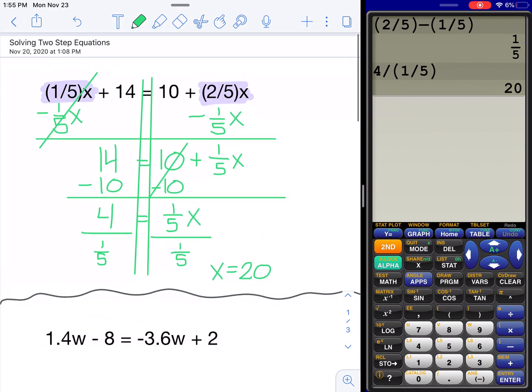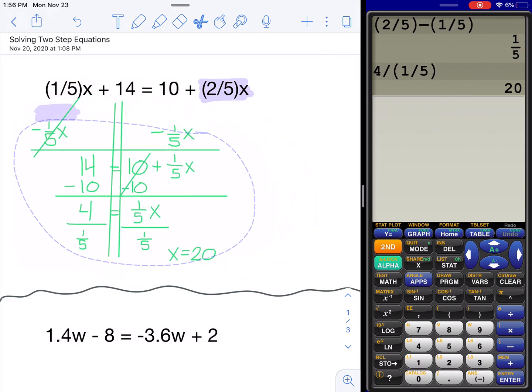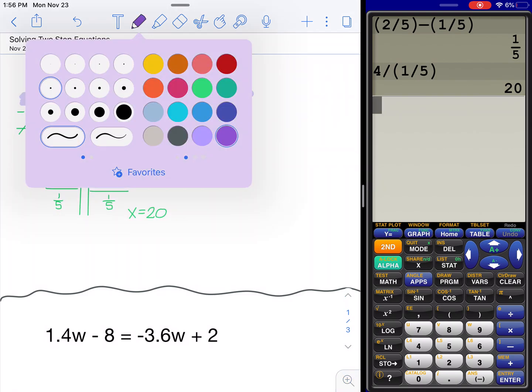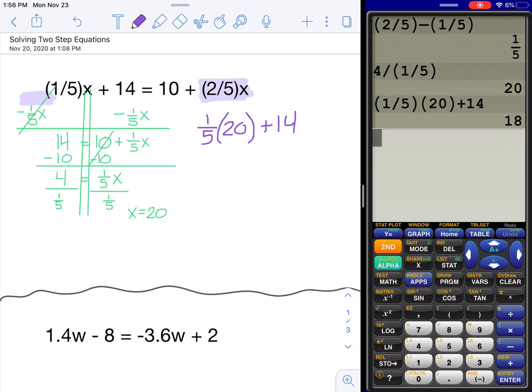Now I'm going to go back and I'm going to check this just like I did before. I'm running out of room a little bit here, so I'm going to shrink down my work for a moment, slide it over here so that it's all still there. All right, the first thing I'm going to do is check the left-hand side. So I would have 1/5 times 20 plus 14. So on my calculator, I put my 1/5 in parentheses, I put my 20 in parentheses, and I add 14. That's going to give me an answer of 18. So there's my left-hand side.